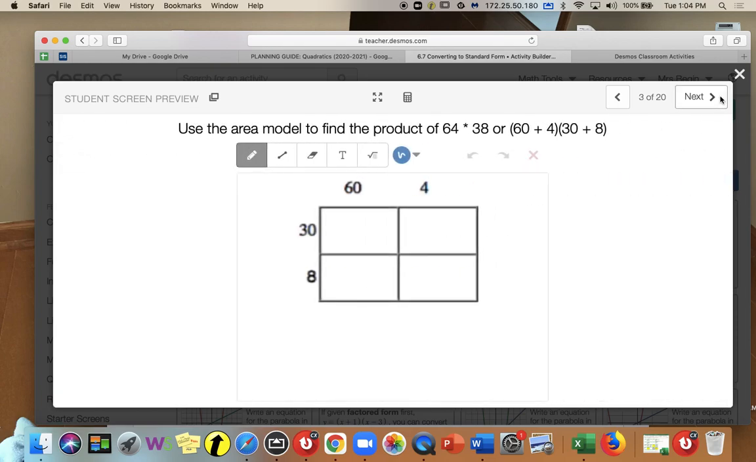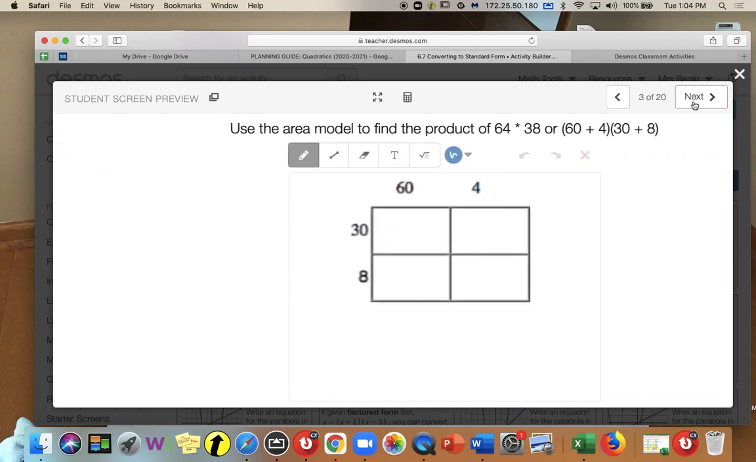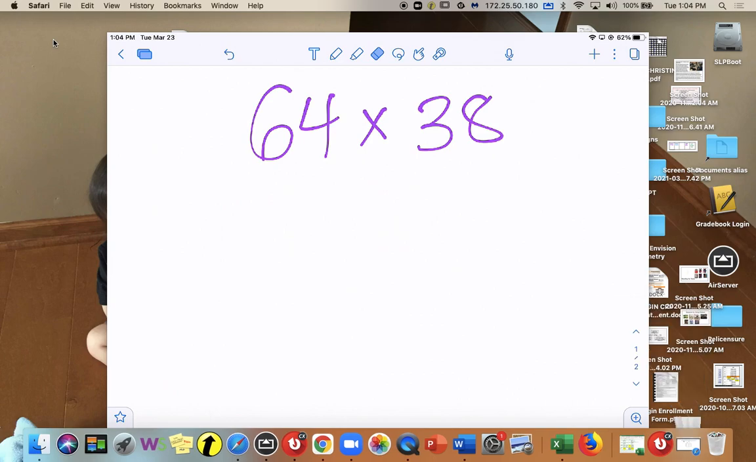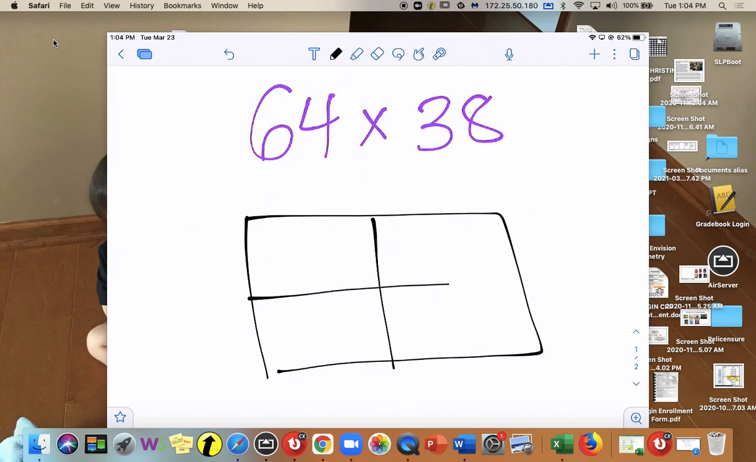Use the area model to find the product of 64 times 38, which we can break down into 60 plus 4 times 30 plus 8. So some of you may have used this model to multiply our first two numbers together. Let's take a look how we can use the area model to multiply 64 and 38. So we're going to write or draw a rectangle. Why a rectangle? Well, it's easy to find the area of a rectangle, base times height.